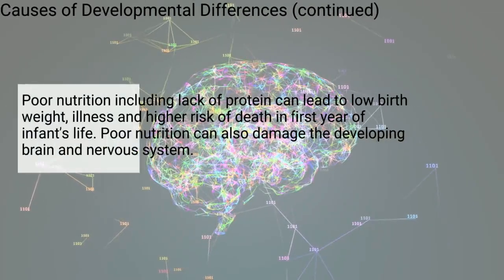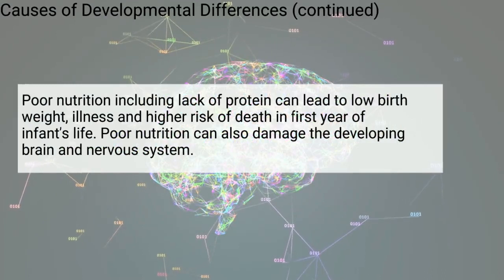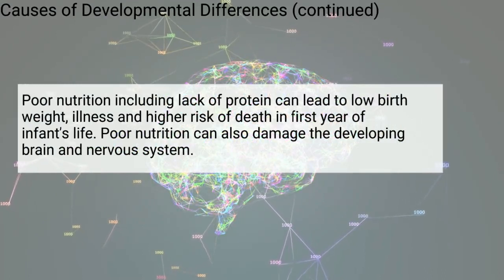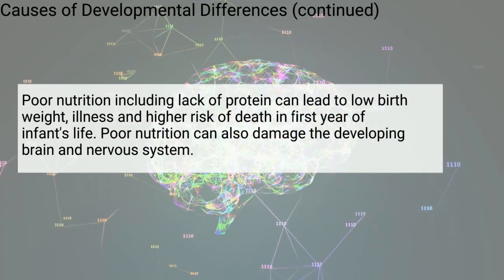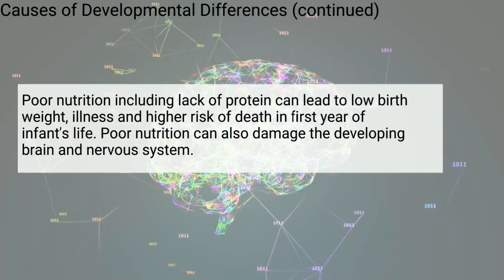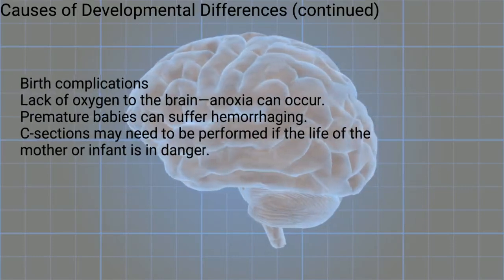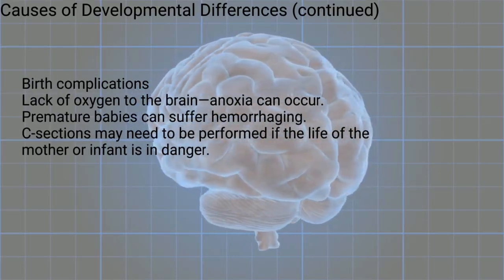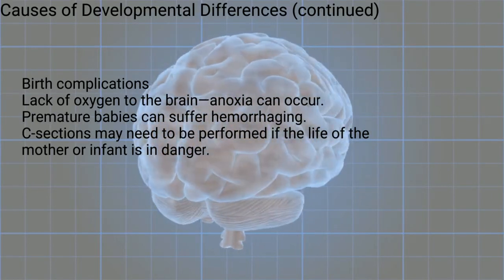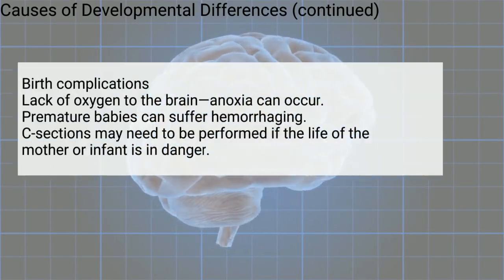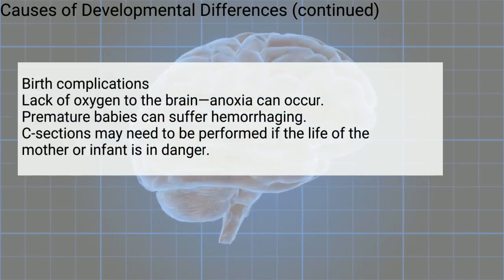Poor nutrition, including lack of protein, can lead to low birth weight, illness, and higher risk of death in the first year of an infant's life. Poor nutrition can also damage the developing brain and nervous system. Birth complications. Lack of oxygen to the brain, anoxia, can occur. Premature babies can suffer hemorrhaging. C-sections may need to be performed if the life of the mother or infant is in danger.